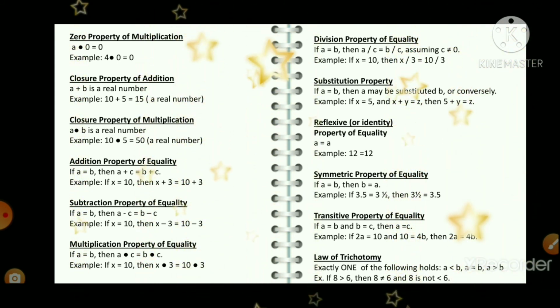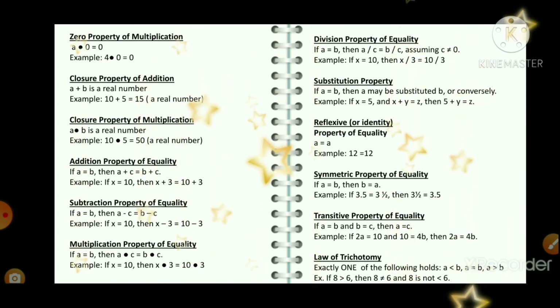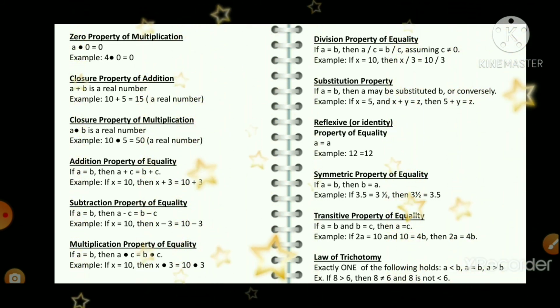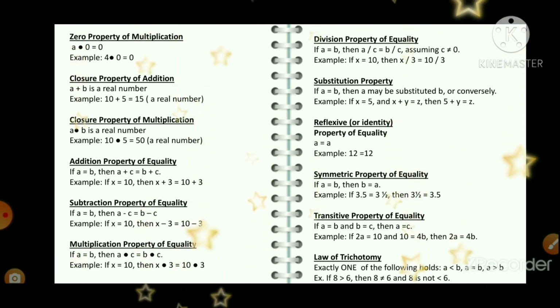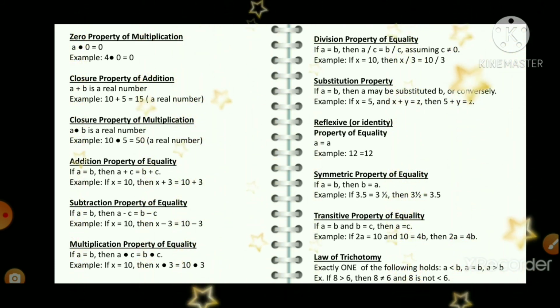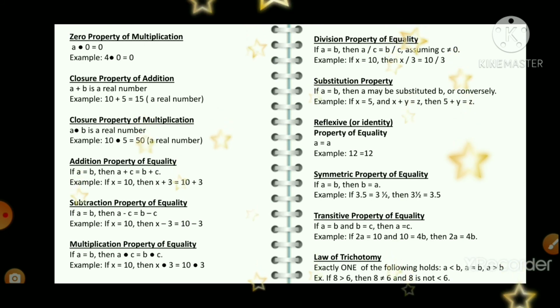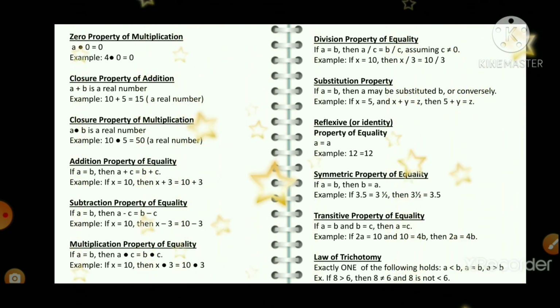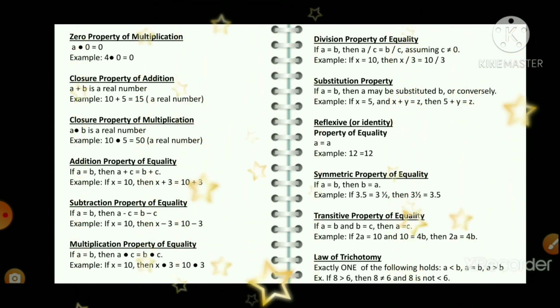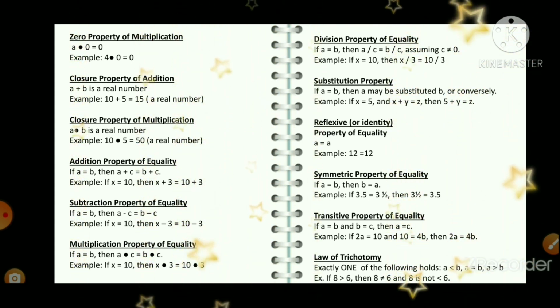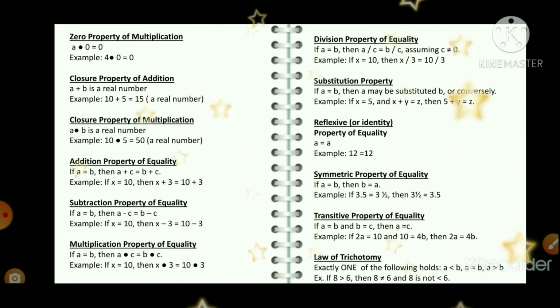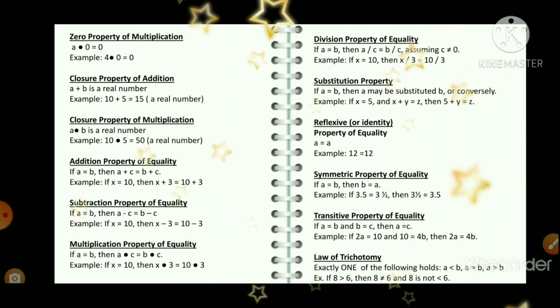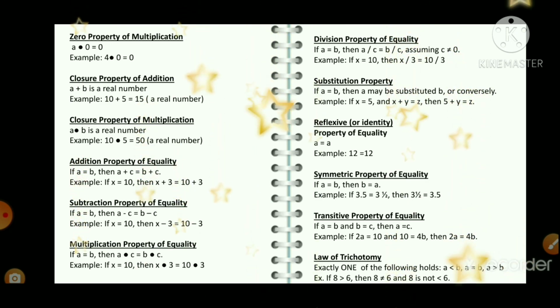Lastly, but not the least, is the law of trichotomy. Exactly one of the following holds: A is less than B, A is equal to B, or A is greater than B. Example, if 8 is greater than 6, then 8 is not equal to 6 and 8 is not less than 6. For two real numbers, A and B, A is either equal to B, greater than B, or less than B.